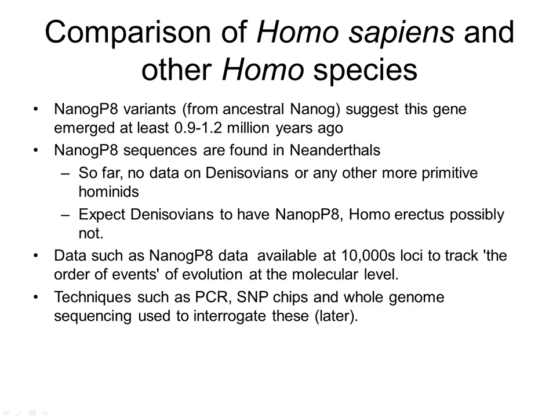And it's data like this, thousands of different locations throughout the genome, that has allowed us to follow the order of events of evolution. In a later lecture, I'll talk about how we use things like SNP chips and whole genome sequencing to come to even more accurate predictions of the order of events.